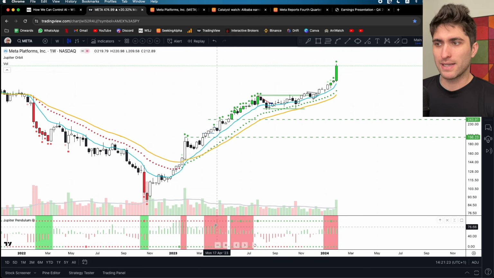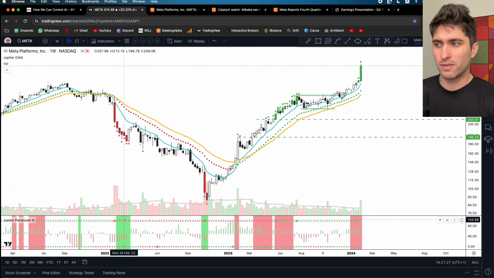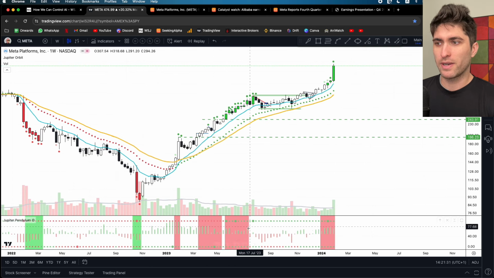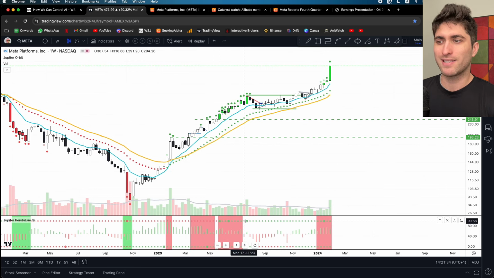We have weekly green tags and weekly on the Jupiter orbit and weekly green tags on the Jupiter pendulum, right? The pendulum was tied to red on the weekly on the way down, right? Came up, impulsive move. You got your green dots and your green dots down here. Now the pendulum is tagged green, increasing volume. Then we pulled back and we were testing the 10-week for the first time, forming this morning star pattern.